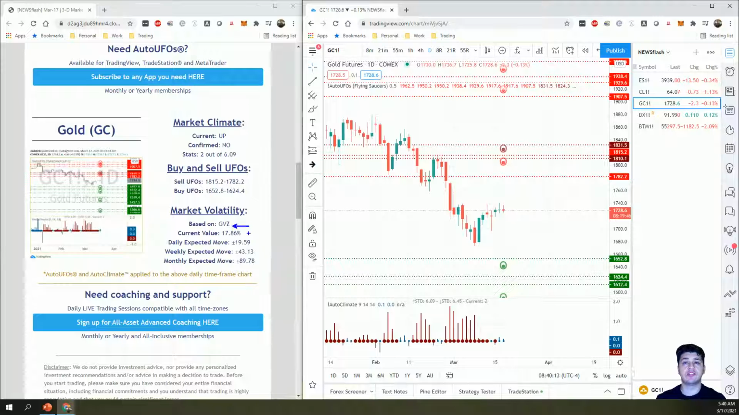Based on GVZ, we're still looking at 17.86% volatility. So you could say it's still elevated because for gold, again, 17% is kind of high, but if you look at it at an overall 18% volatility, basically that's still elevated volatility. The daily expected move has not happened before the market open. Obviously, we're looking at a tiny candle here.